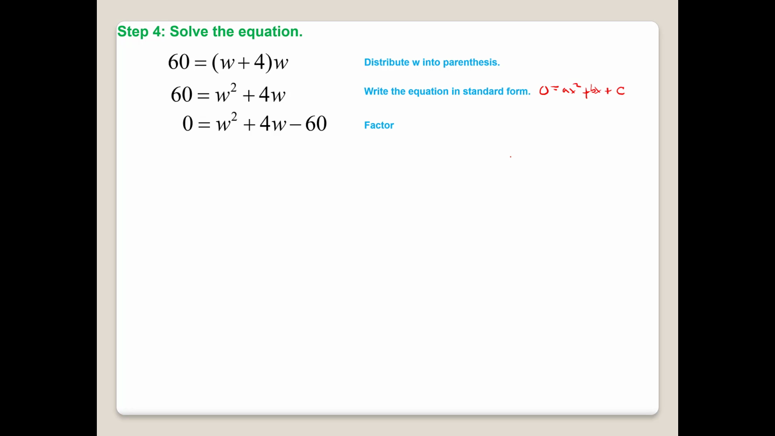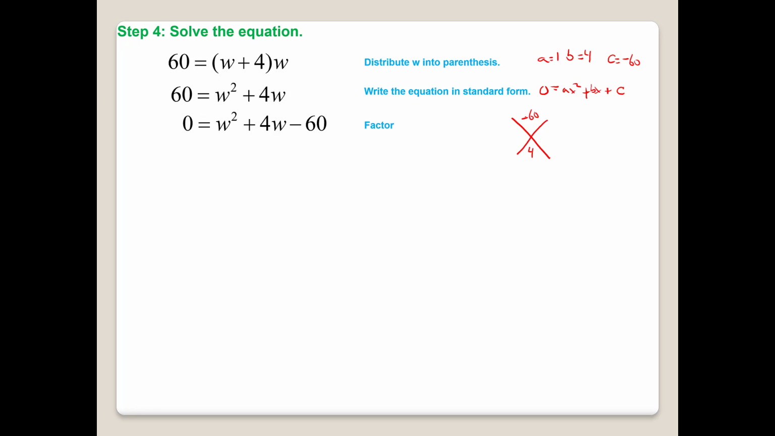So now that we have it in our standard form, let's go ahead and factor it out. With this one, because our A value is 1, we can do the big X like I showed you how to do. Up top is A times C. Let's write these out here. A is 1, our B value is 4, and our C value is negative 60. So A times C gives me negative 60, and our B value is 4.